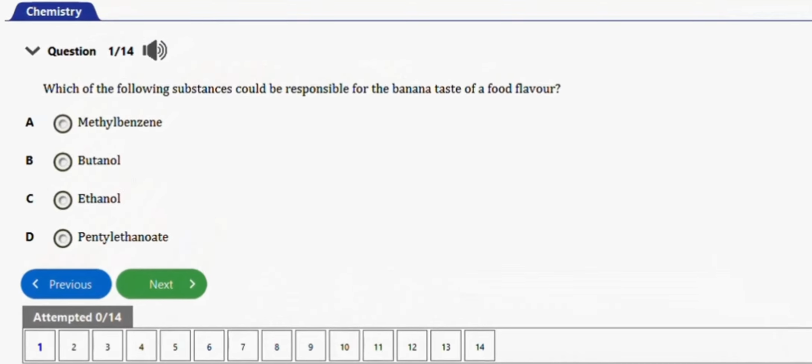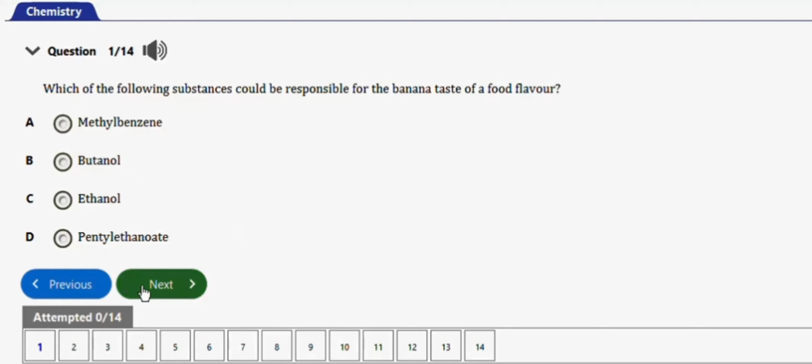In this video, we're going to learn how to solve the chemistry problems under alkanoates. So basically we are dealing with esters in this video, and we have about 13 to 14 particular questions to practice with. Let's get started. The first question I have here says, which of the following substances could be responsible for the banana taste of a food flavor? We have methylbenzene, we have butanol, ethanol, we have pentyl ethanoate. So basically to be an ester, which is this option D.